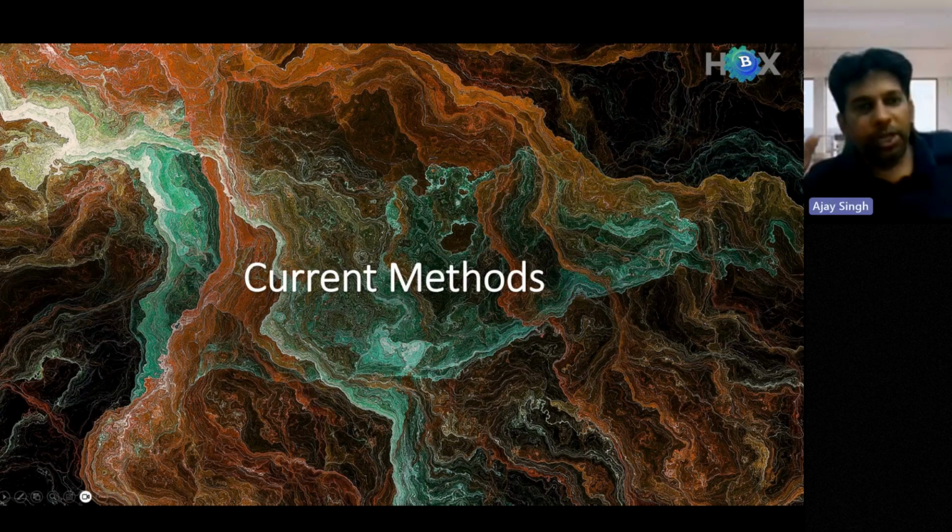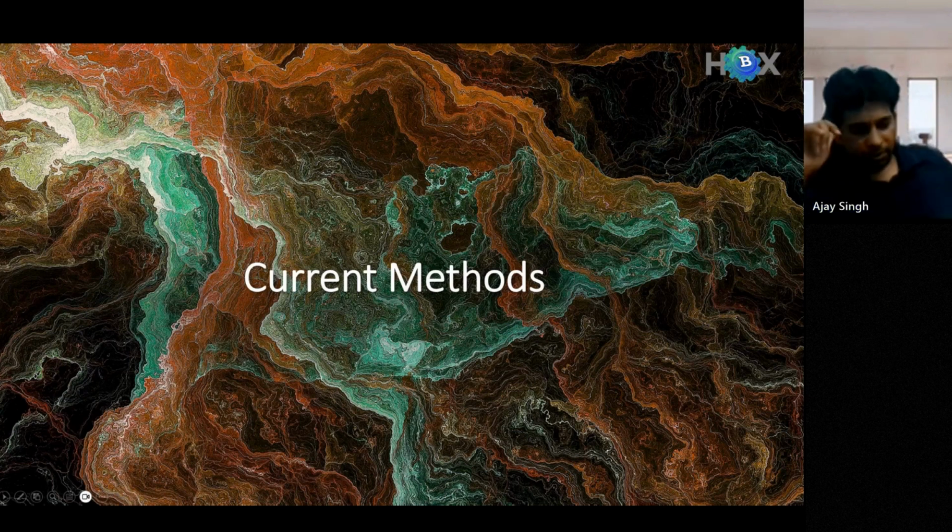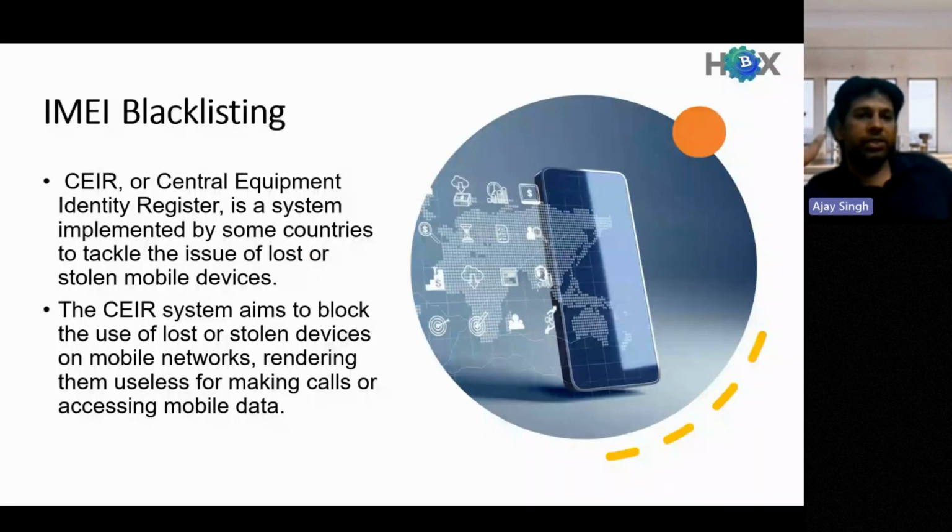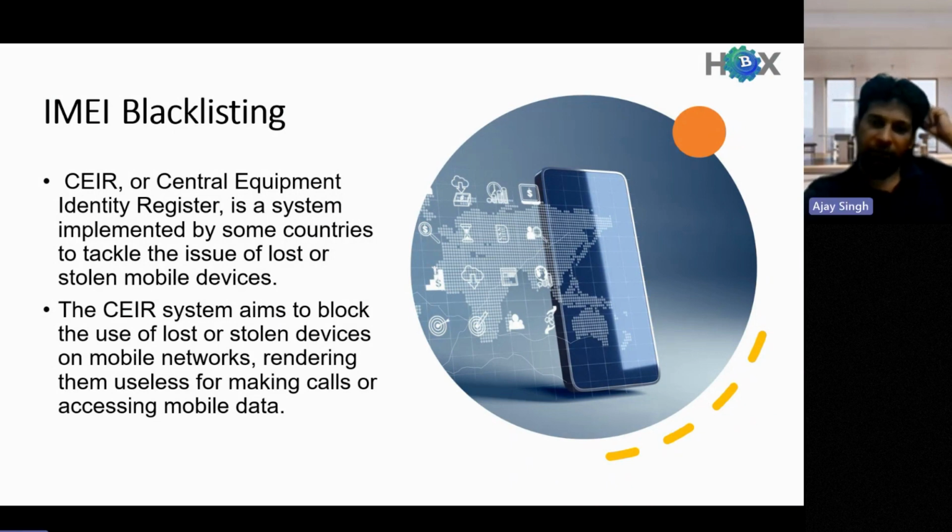So one of the very important current methods of stopping mobile theft is to blacklist the IMEI number, right? The IMEI number is something which is associated with the mobile device. It is associated with the SIM card slot, in which you enter your SIM.